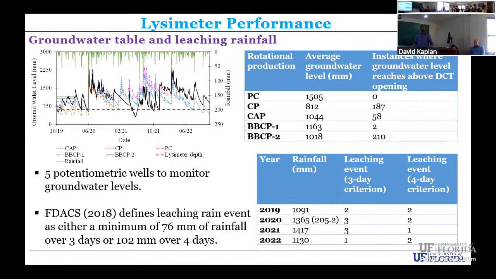Over the years, we also observed leaching rain events. I don't know whether you heard, this is a very political term also, leaching rain event. The Florida Department of Agriculture and Consumer Services has a manual on the different BMPs, best management practices, for corn, peanut, dairy, sod. These manuals define what the BMPs are, and they define the leaching rain event as: if you receive 3 inches of rainfall, that is 76 millimeters, in 3 days, it is considered a leaching rain event. But if you receive 4 inches of rainfall in 7 days, it is also considered a leaching rain event.